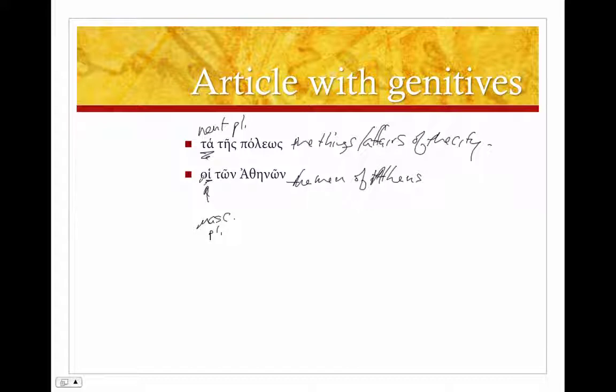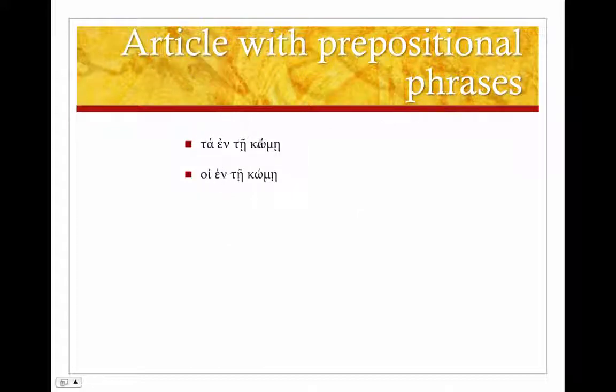So we had articles with adjectives, articles with genitives, and then we can use articles with prepositional phrases. So again, we have ta, we know it's neuter plural, the things, en te kome, in the village. So the things in the village. Or hoi, masculine plural, the men in the village.